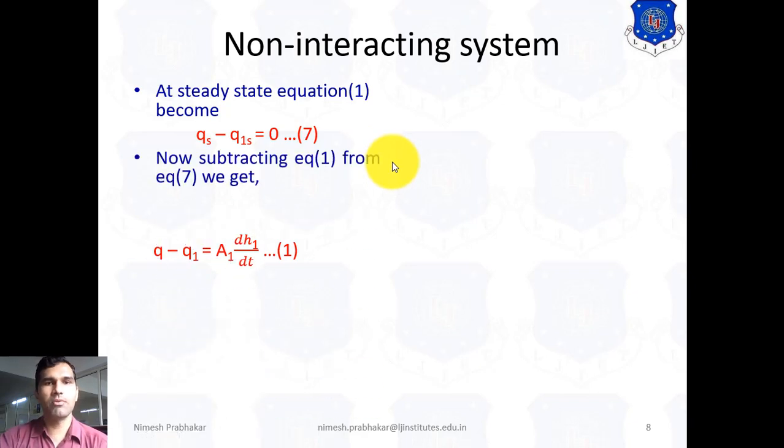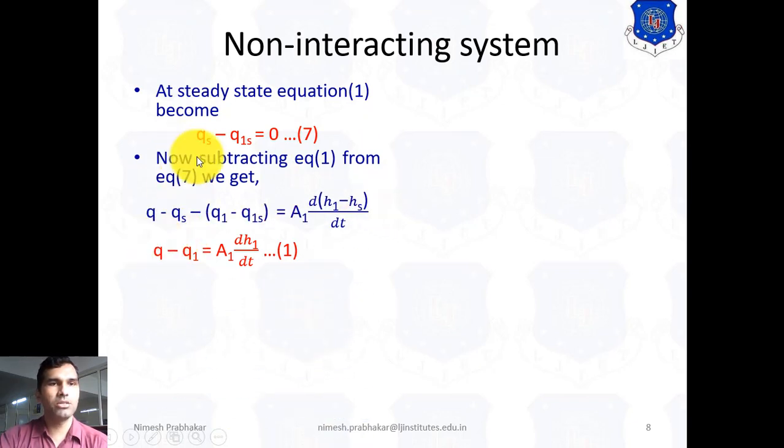Now subtracting equation number 1 from equation number 7, that means from this equation we subtract this equation. So we can write Q minus Qs minus Q1 minus Q1s equals A1, and we also write this H1 in the steady state form. So we can write d by dt of H1 minus Hs.